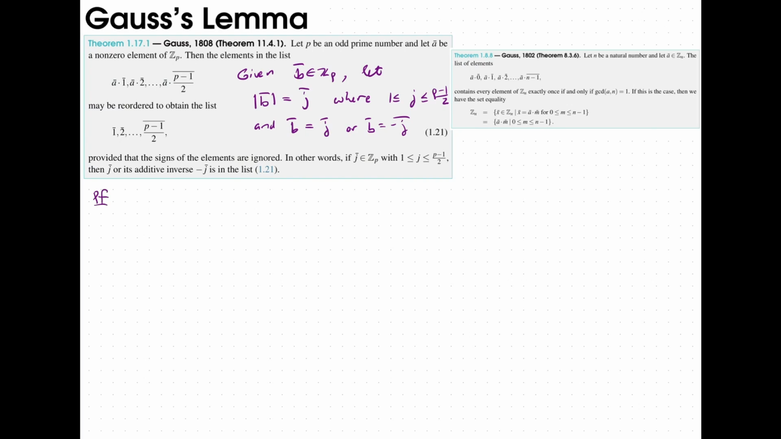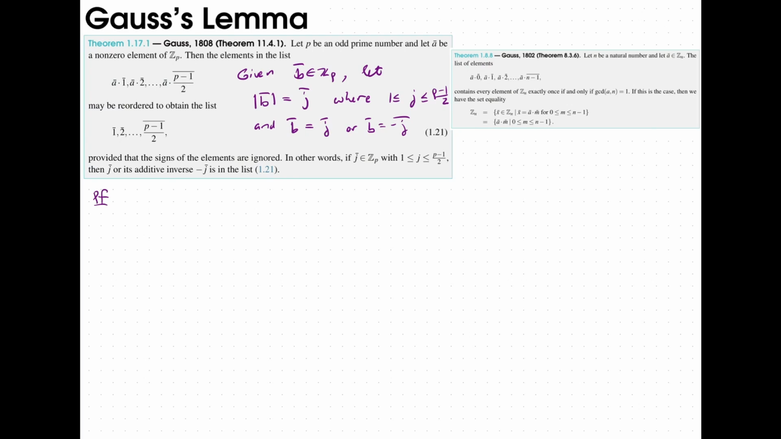So we know from theorem 1.8.8 that if we have a natural number n and the integers modulo n, then the list of elements a bar times 0 bar, a bar times 1 bar, all the way to a bar times n minus 1 bar, contains every single element of the integers modulo n if and only if the GCD of a and n is 1. In our case, a is non-zero modulo p, and p is prime, so the GCD of a and p will always be 1 whenever a is non-zero modulo p.